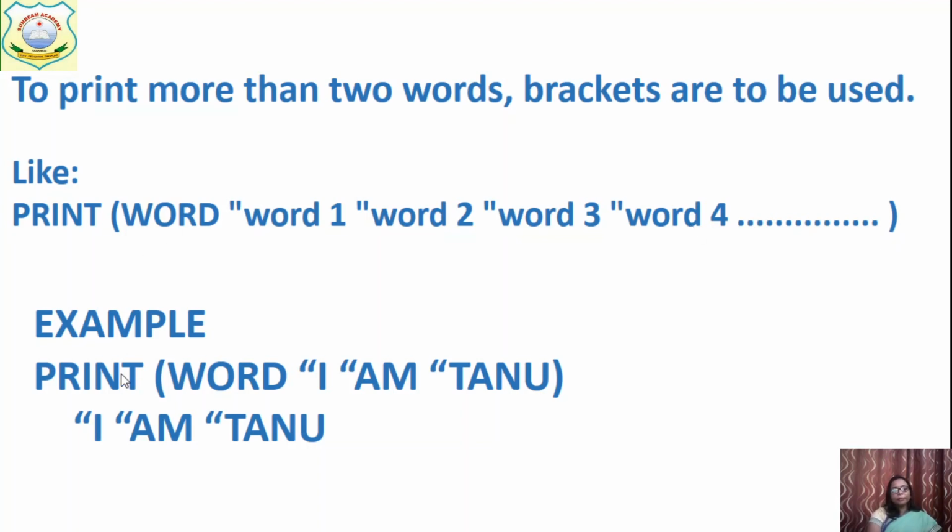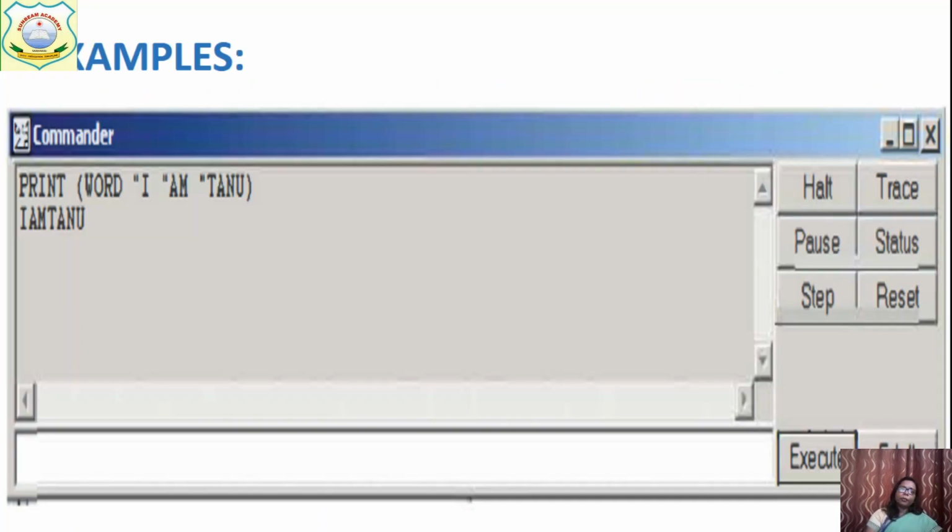See the example. Print, then bracket, word, then double quotes I, double quotes M, double quotes Tanu, and then close the bracket, and the output will be I am Tanu. Okay, this is the output. Got it? Now see, print word I am Tanu. This is what you have to do if you want to print more.